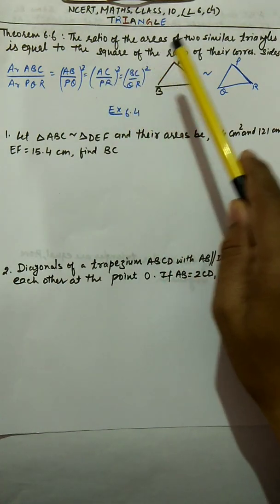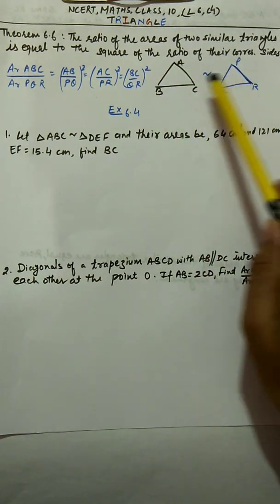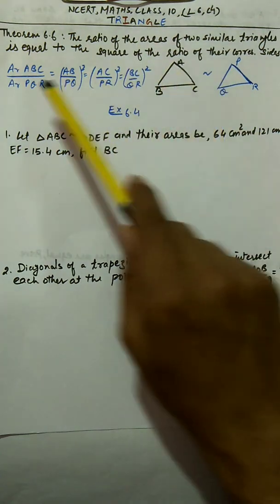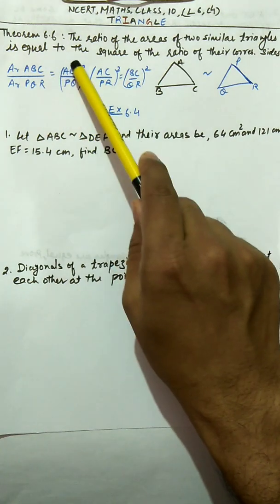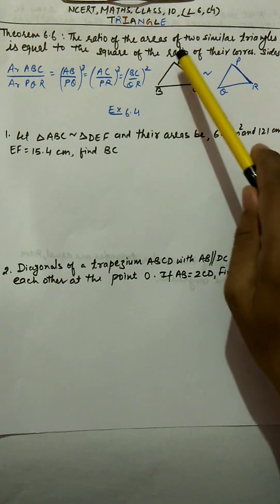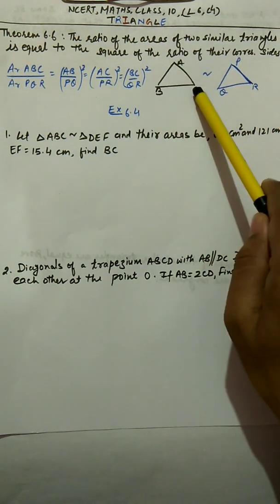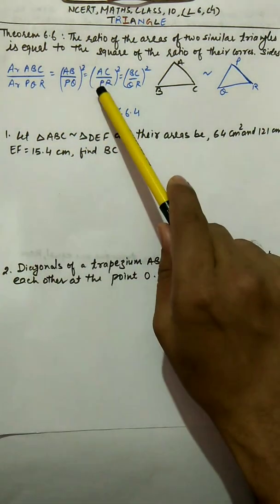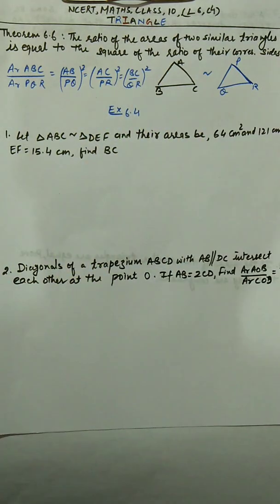The ratio of the areas of two similar triangles, let's say these two triangles ABC and PQR are similar, given to you. Then the ratio of their areas, triangle ABC to triangle PQR, is equal to the square of the ratio of their corresponding sides. It means AB corresponding to PQ, AC corresponding to PR, BC corresponding to QR. So AB upon PQ whole square, or AC upon PR whole square, or BC upon QR whole square.